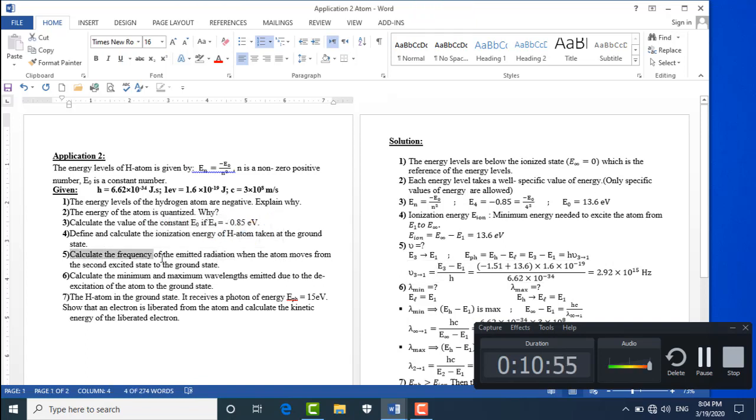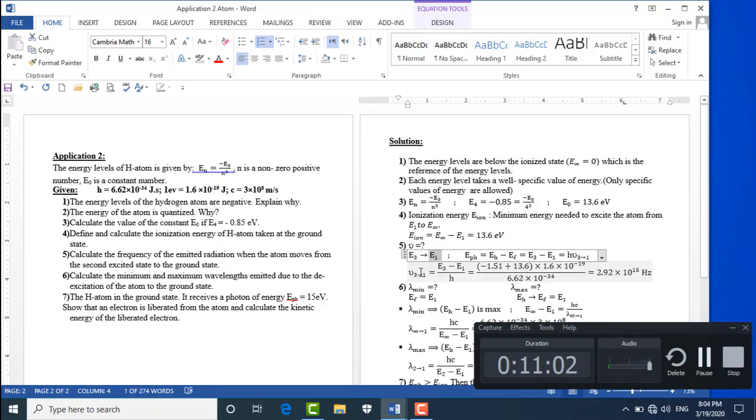When the atom moves from the second excited state, E3, to the ground state, E1, the de-excitation of the atom from E3 to E1: E photon equals E high minus E low, E3 minus E1 equals h nu 3,1. So nu 3,1 equals E3 minus E1 over h. Substitute: answer 2.92 times 10 power 15.